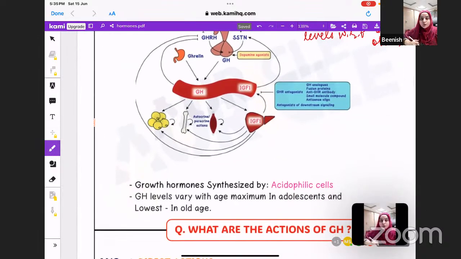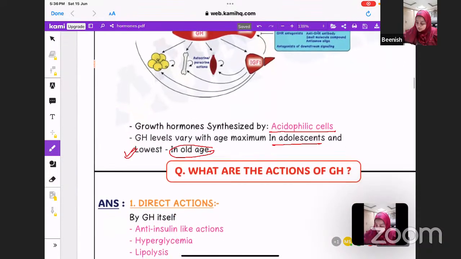So both of them, as we spoke earlier also, are produced from acidophilic cells. Your growth hormone and your prolactin are twin hormones. They are produced from acidophilic cells. Now, the level of growth hormone is maximum in adolescence and lowest in old age. It is also very obvious, because during your growing years, during adolescence, the body is growing, so that is when you require growth hormone. And during old age, there's no growth, so the level of growth hormone is lowest.